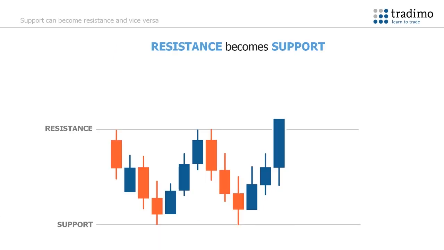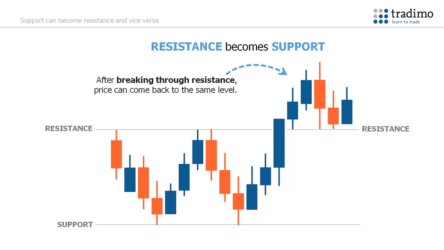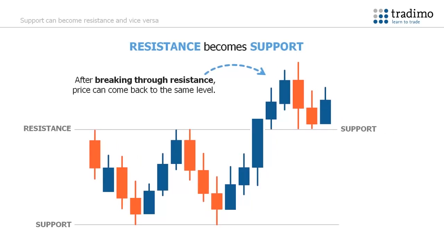After breaking through resistance, very often the price goes back down to the resistance level. When the price goes back down to the former resistance but cannot break through it again, this former resistance has become a new support level. This is when resistance becomes support.